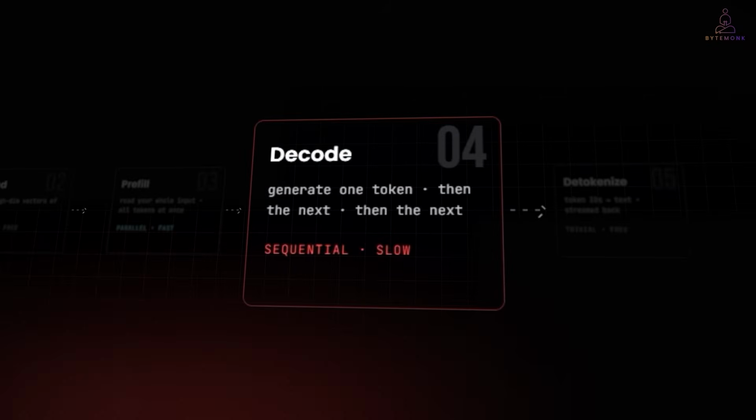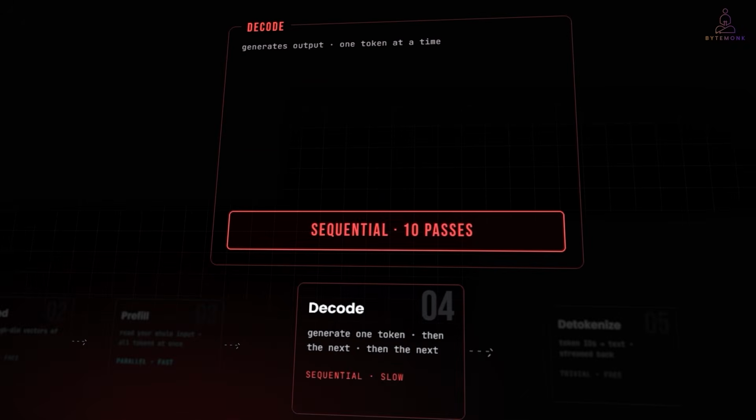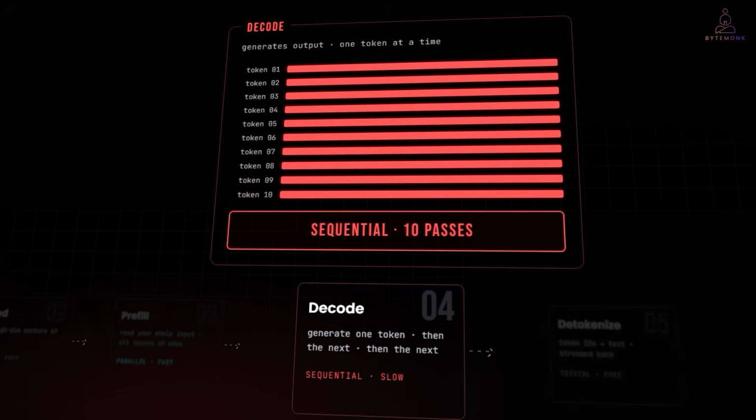Step 4 is decode. This is the other important word. Decode is when the model generates the response. But here's the catch. The model can only generate one token at a time. Each new token depends on all the previous ones. So decode is sequential. You cannot parallelize it. And every single output token requires a full pass through the model. Hundreds of billions of parameters firing, all to produce one more token. Then it does it again for the next token, and again, until the response is complete.